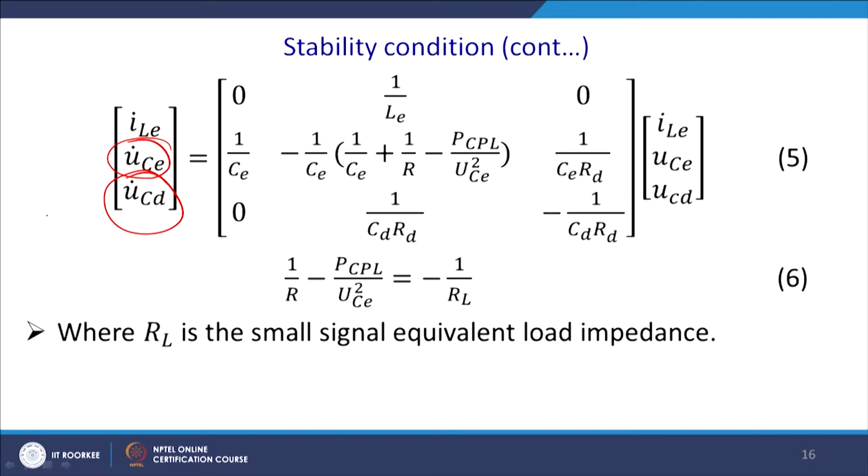So, what you can see, you can write down the state space equation, where 1 by R minus CPL by Uc square equal to 1 by RL. So, this is one of the constraints, and this RL is a small signal equivalent load impedance. So, that is something we take as the RL load impedance.